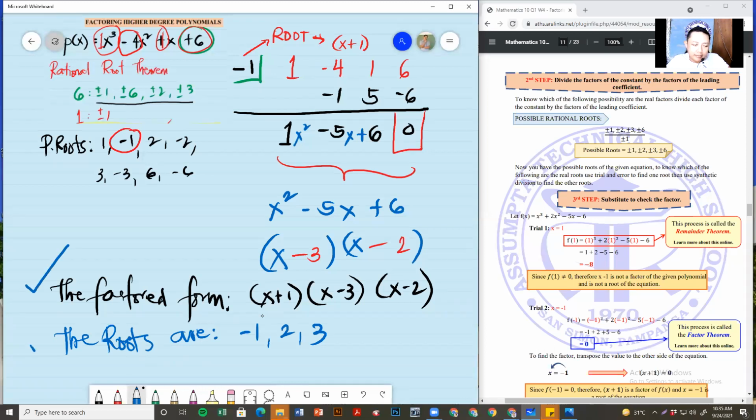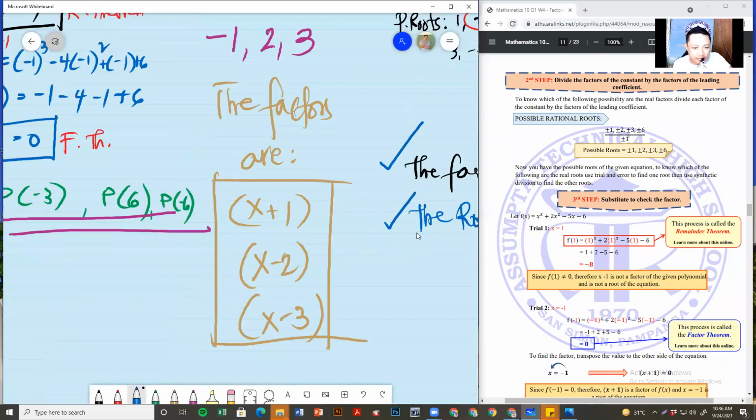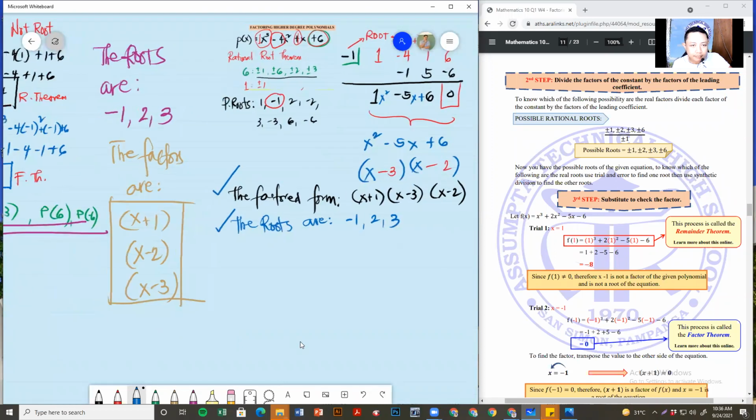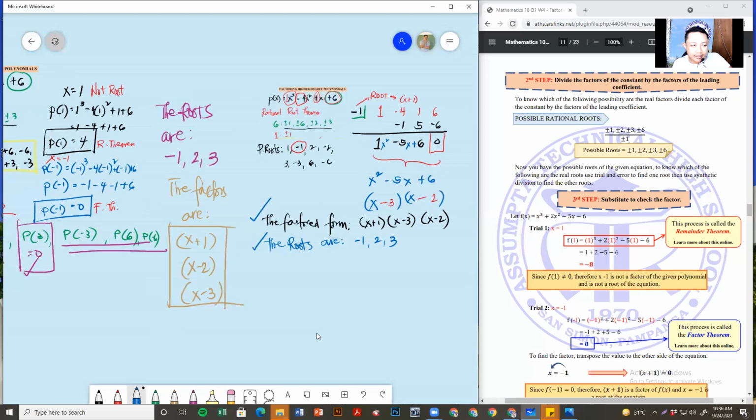That's it. Got it? So if you will be asked, which do you prefer to use? The all-time factor or remainder theorem, the first step, or the second step using synthetic division? Let's see if they are the same. x plus 1, x minus 3, x minus 2, x plus 1. Let me make this smaller. Good. Let's go over it again.